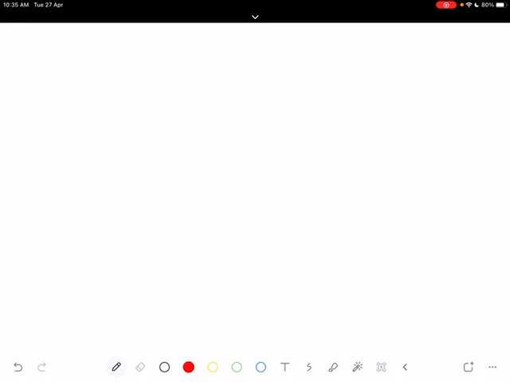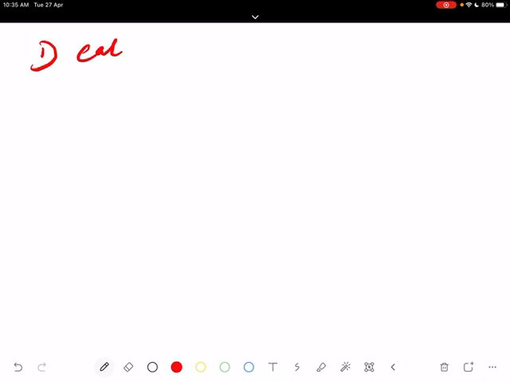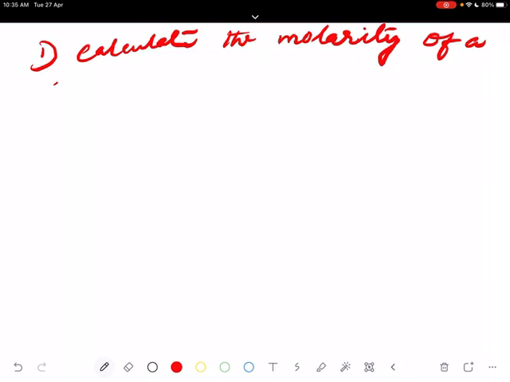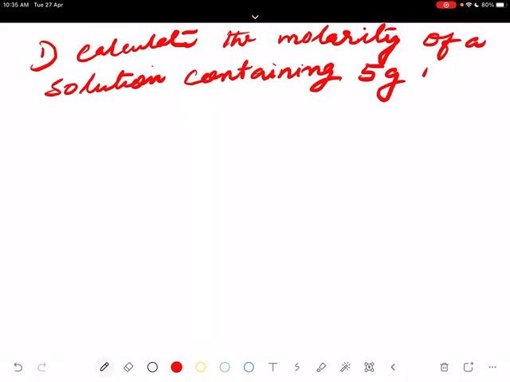Let's see the question. Number 1. Calculate the molarity of a solution containing 5 gram NaOH in 450 ml solution.